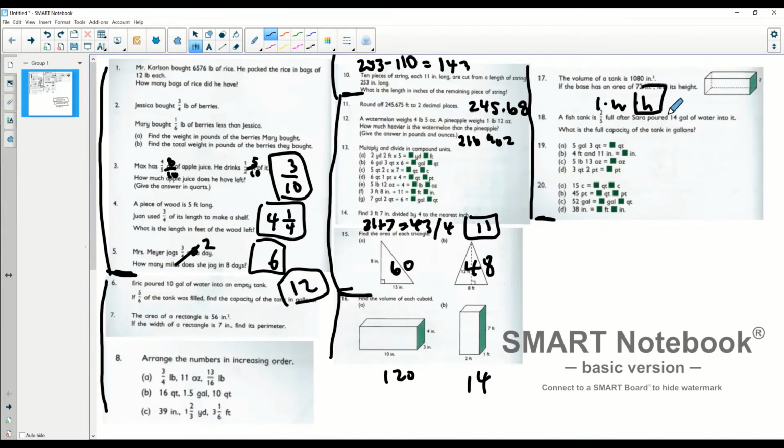1,080 divided by 72 ends up being, let me think, I think 15. I'm going to check that. Yeah, so the answer is indeed 15. A fish tank is 2/5 full after Sarah pulled 14 in. That means 1/5 is 7, so that means the total is 35. The last few questions are once again just converting stuff, so I don't have to go over it because all the questions are basically the same.